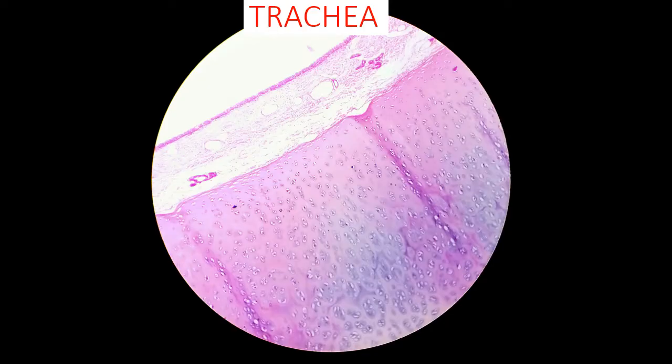Then moving to the respiratory system. What are the structures you can identify? The trachea and the lung. Trachea and lung. So how do we identify the trachea?